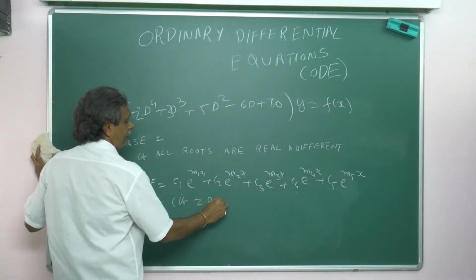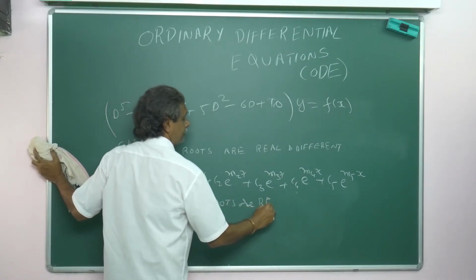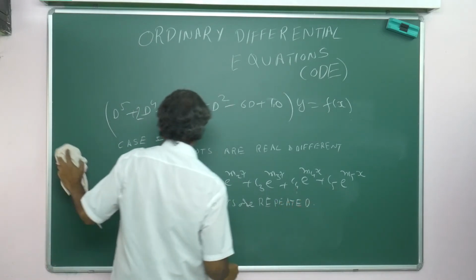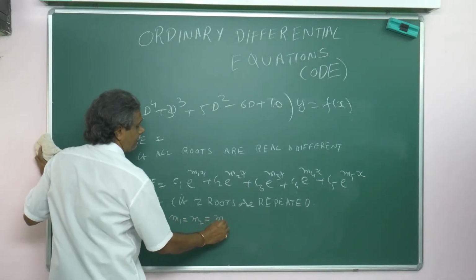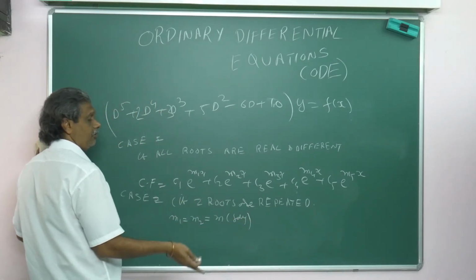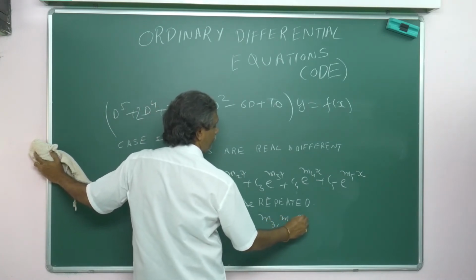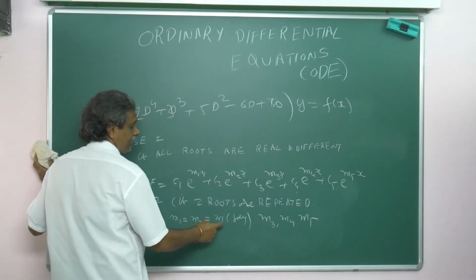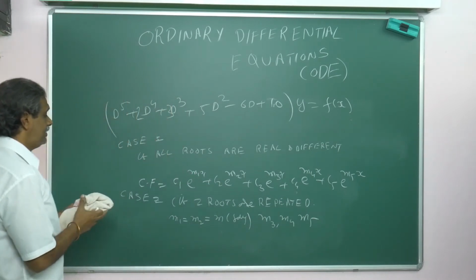If 2 roots are repeated, say m1 is equal to m2 is equal to m. Suppose you get (m minus 2) whole square, (m minus 3) whole square, remaining as usual with no repetition: m3, m4, m5. So if 2 roots are repeated, m1 is equal to m2, say m, and the remaining 3 are not repeated. How will you write the CF?